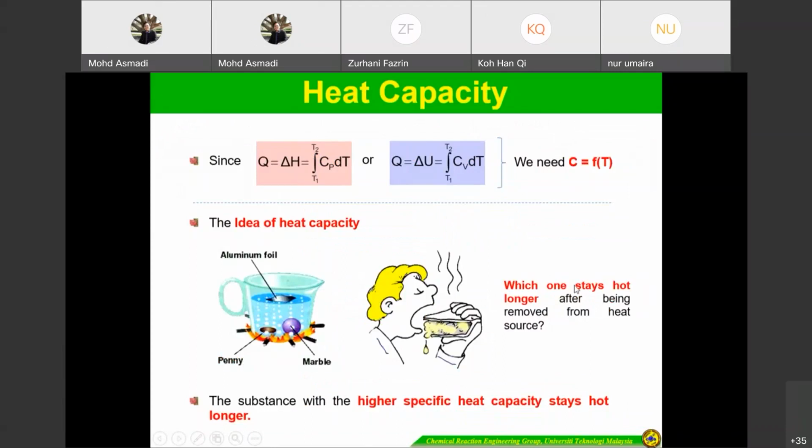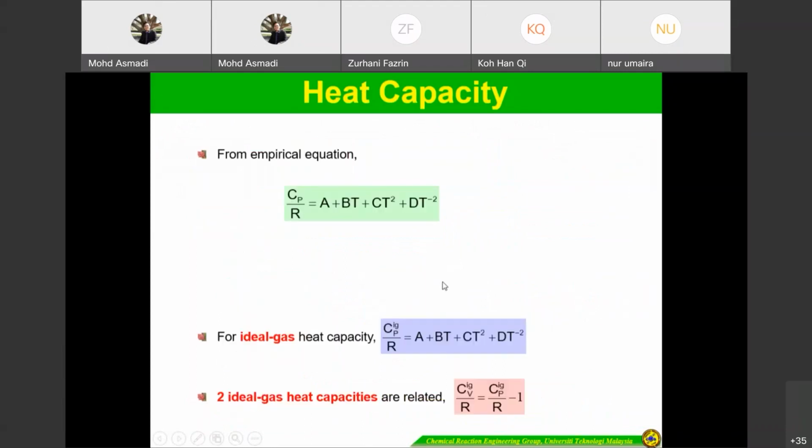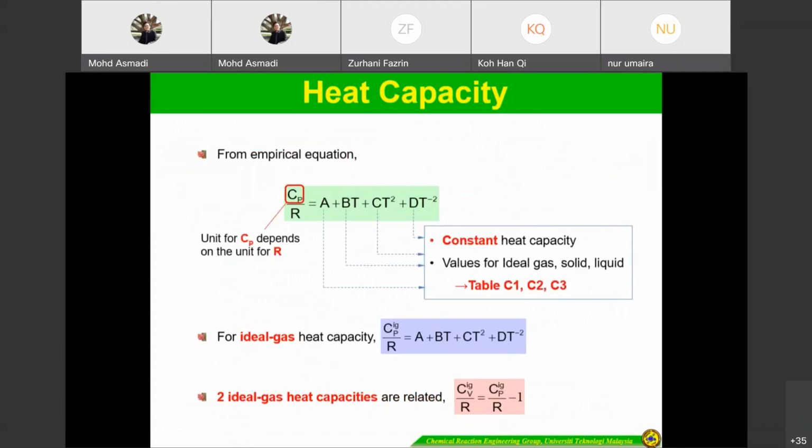So for the heat capacity, this is important for the calculation for the real gas system. If you look here, to determine it you need the parameters of the constant heat capacity, A, B, C, and also D. Where you can get this A, B, C, and D, please refer to the table in Appendix C, I think. Maybe Appendix D. For the old book it is Appendix C, and for the new book I think it is Appendix D.